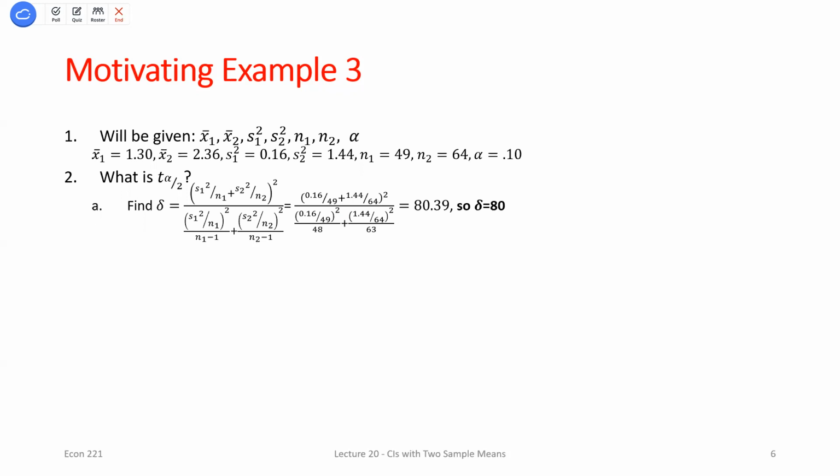I call it flooring, and it's not really a technical term, but it's the name of the function in Excel. Even if it's 0.99, you push it down to the next lowest integer. Okay? So we got this degrees of freedom of 80.